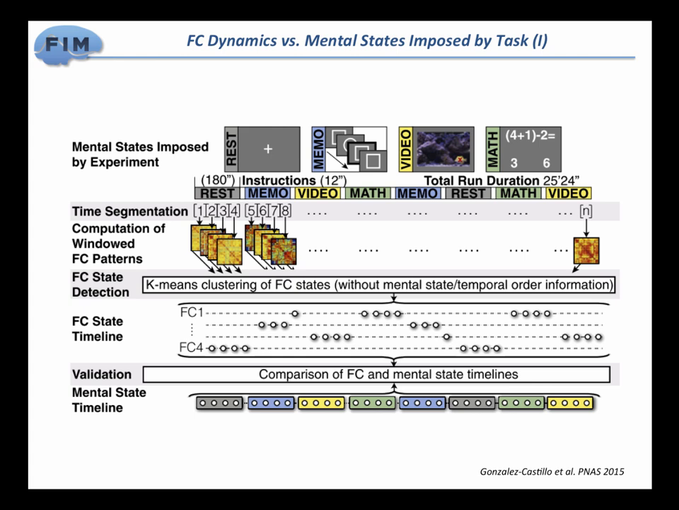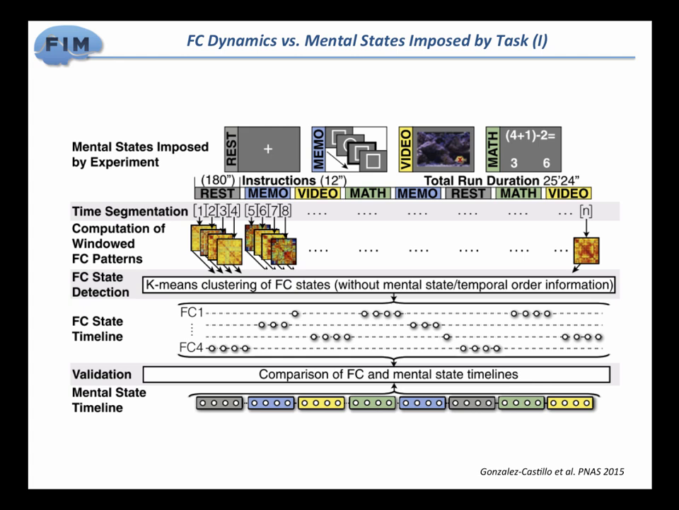For each of the moments in which subjects are meant to be in a given mental state, we have 2 occurrences at different points within the scan, and these occurrences are not always preceded by the same task. As you can see here, the video here is preceded by the math, but here the video was preceded by the memory, and so on.